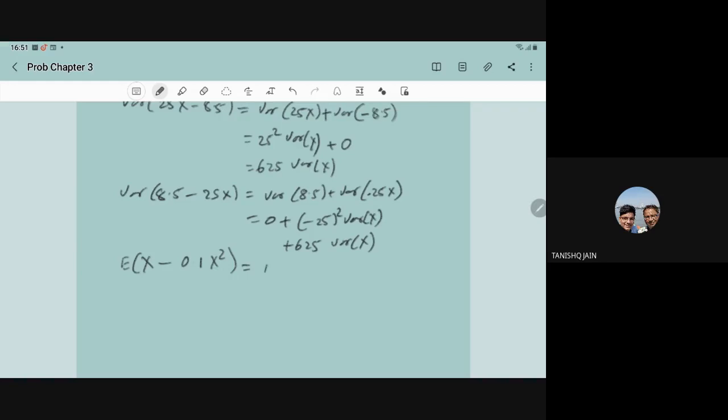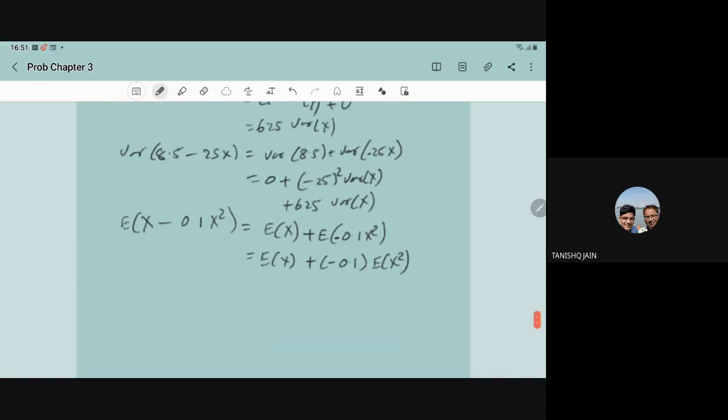So what can we write? It follows the linear properties, so E of x plus, no problem, everywhere you write the plus, the expectation of 0.1 into x square. So it can be written as E of x plus, now minus of 0.1, you can take outside, E of x square. This can be written as E of x minus 0.1 E of x square.